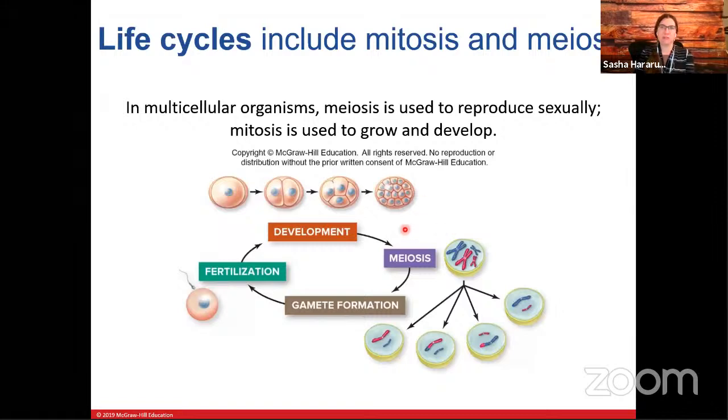All right, so meiosis is somewhat similar to mitosis, except it's not producing genetically identical cells, and it's producing haploid cells instead of diploid cells, unlike mitosis.